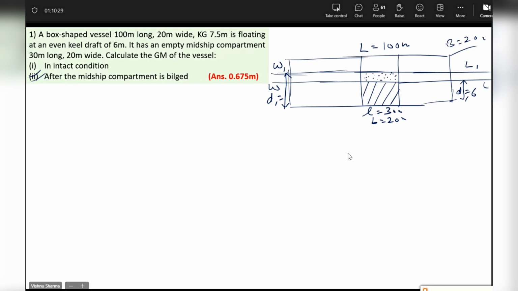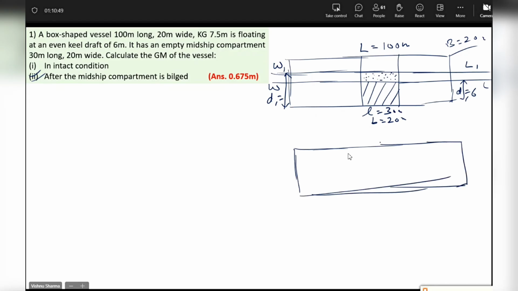Now right below this, I will draw the water plane at W1L1. Water plane at what? Final water line. At the final water line, the water plane will be a rectangle of length 100 meters, breadth 20 meters. I'll see the bulkheads in the plan view like this. And in this part, I will find the seawater being here. Length 30 meters, breadth 20 meters. And this water plane will be lost.